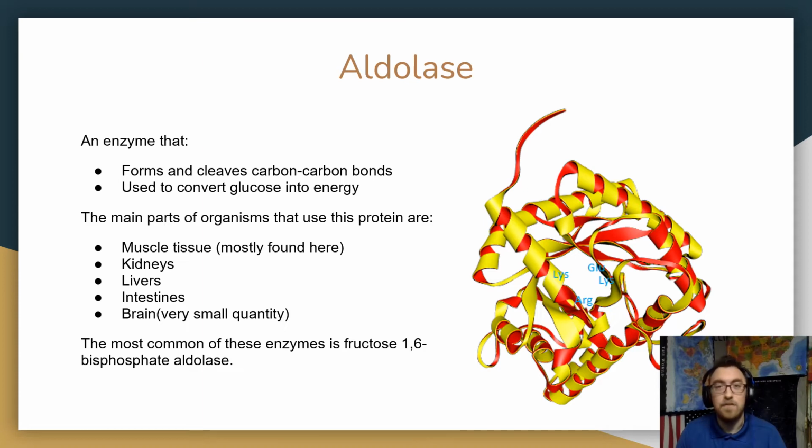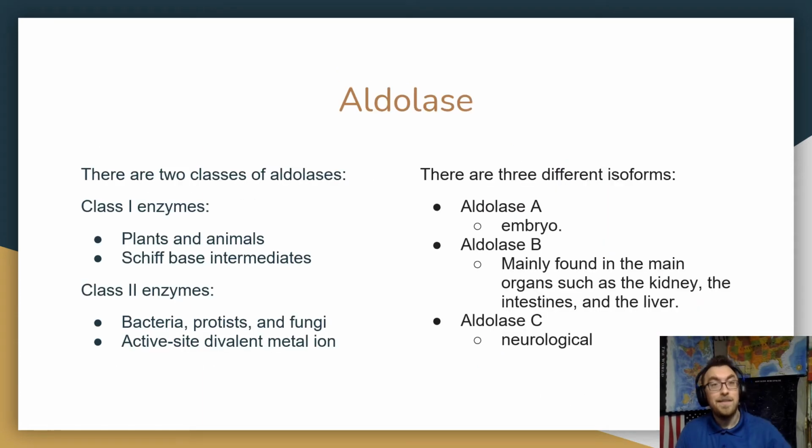Further elaboration: there are two classes of aldolases, which have different catalytic mechanisms. The first one being class 1 enzymes that are only found in plants and animals. They don't require metal ions. They are characterized by the formation of Schiff-base intermediates between an active site lysine and a substrate carbonyl group, while the class 2 enzymes are produced in bacteria, protists, and fungi and require an active site divalent metal ion.